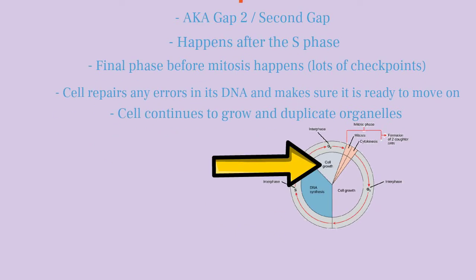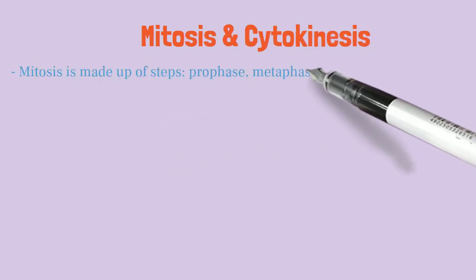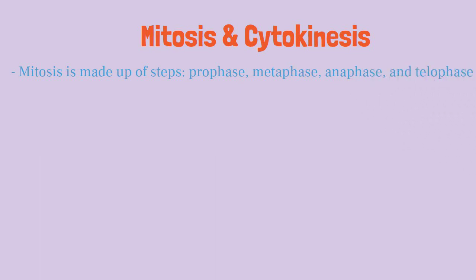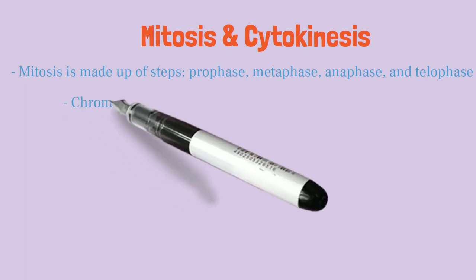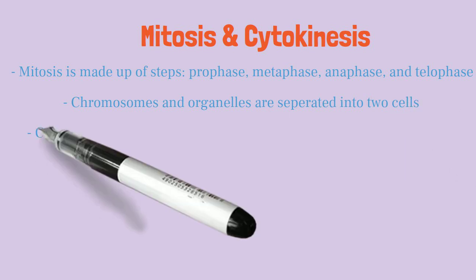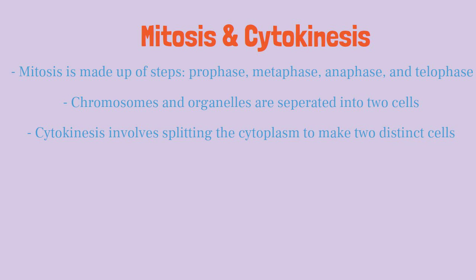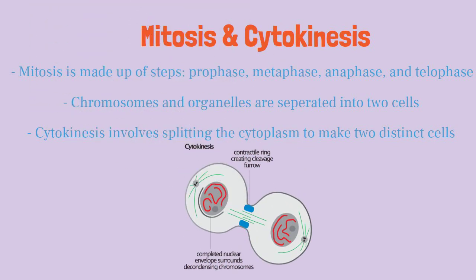Now we move on to the mitotic phase, which is mitosis and cytokinesis. Mitosis is made up of the steps prophase, metaphase, anaphase, and telophase. Mitosis is actually quite a complex process, but basically what happens is chromosomes and organelles are separated into two cells. Finally, cytokinesis happens and it involves splitting the cytoplasm to make two distinct cells.